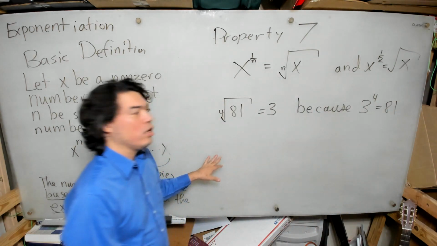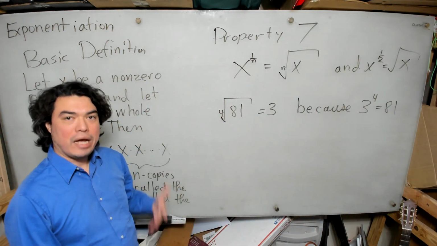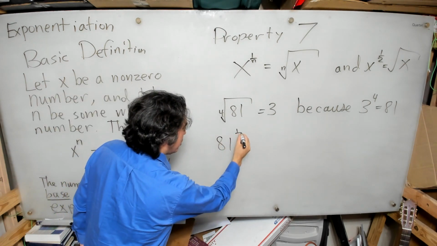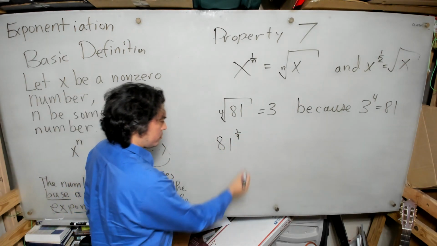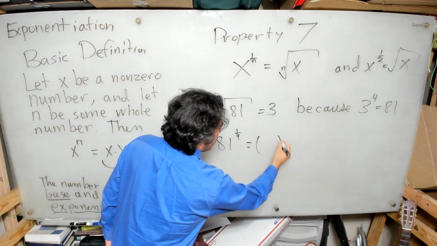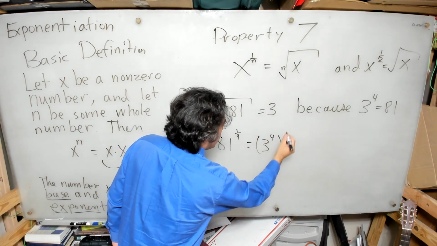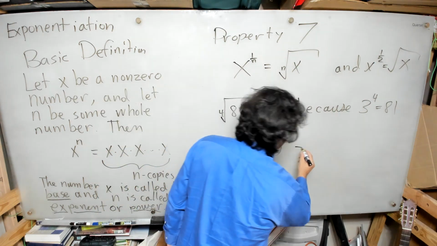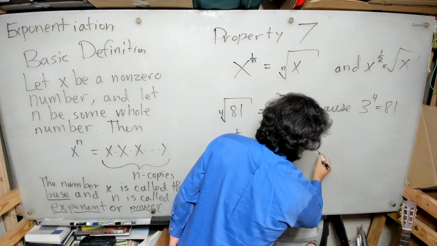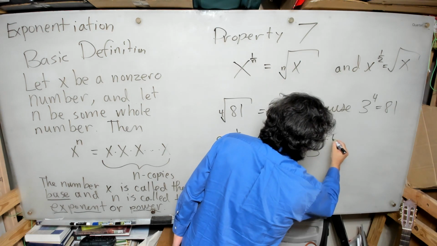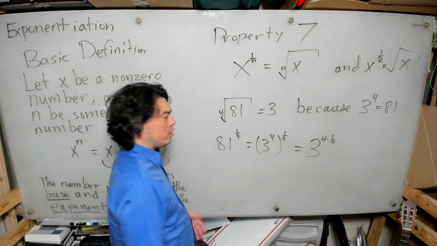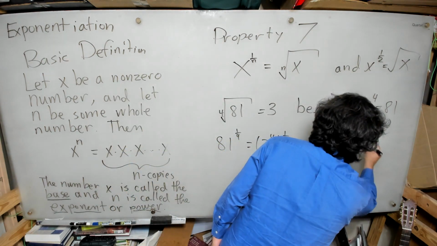Okay? So reasoning as before, by analogy, we can imagine 81 to the 1/4 power must equal 3 to the 4th to the 1/4 power. Using the property that we cited above, that's the same as 3 to the 4 times 1/4. But what is 4 times 1/4? 4 times 1/4 is 1. So this is just 3.